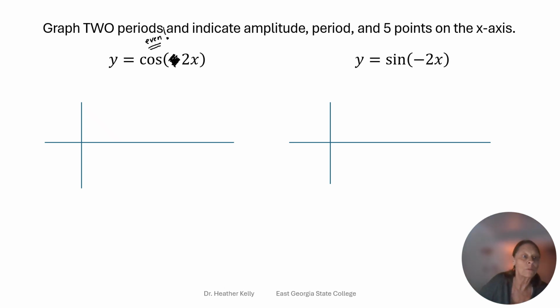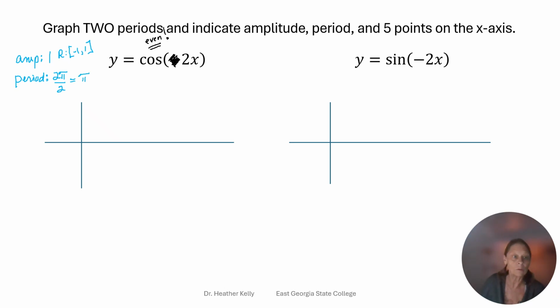Okay, let's get the important stuff here. The amplitude. Here the amplitude is 1. That means that the range is going to go between -1 and 1. And the period is 2 pi over 2, which is pi.